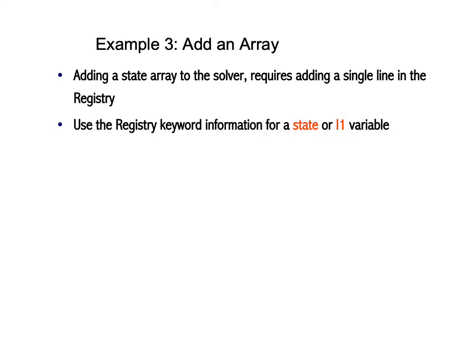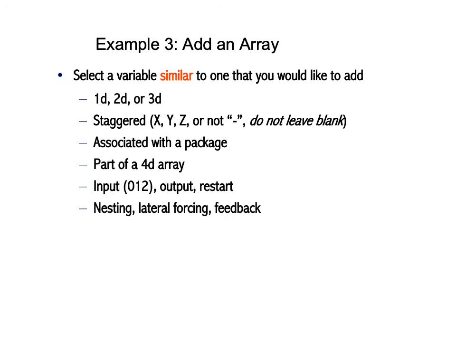The registry keywords are either state or I1, and we're going to focus entirely on state keywords here. Just like you did with adding a namelist option into the registry, we do the same procedure to add an array into the WRF model. What we do is we determine an array that looks just like the one that we would like to add, and we make a copy of it.